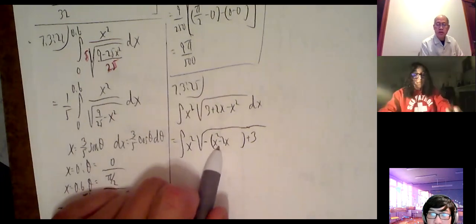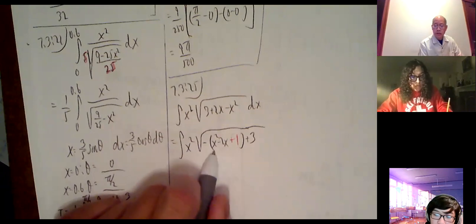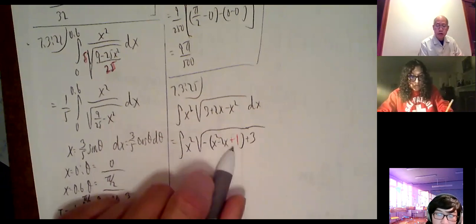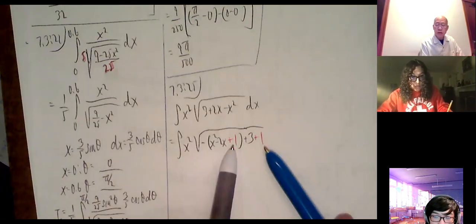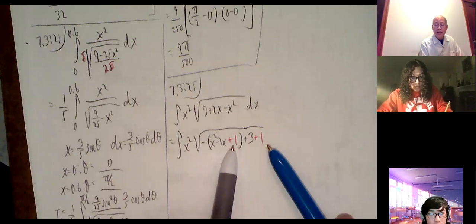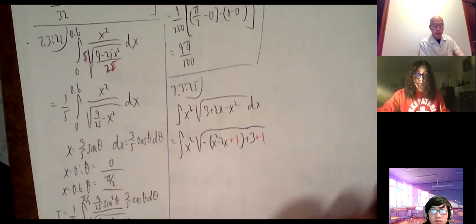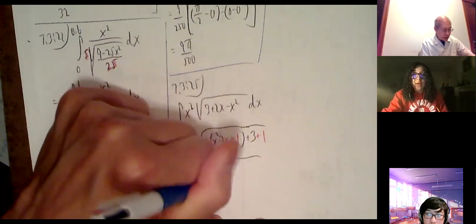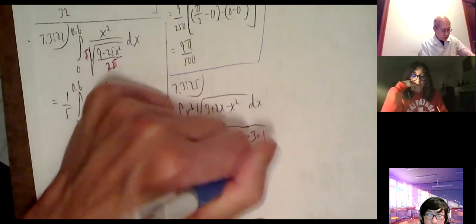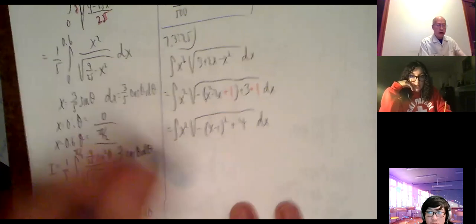So half of negative 2, negative 1, square it, 1. This is a perfect square. But because there's a negative there, I'm really subtracting 1. So to balance it, I'm going to add 1. Okay? So these two combine to be 0. If I add 0, I don't change the value of the expression, because that's really -1 and +1. Okay. So now I can write it as x squared radical negative x minus 1 squared plus 4 dx. Turn that around.